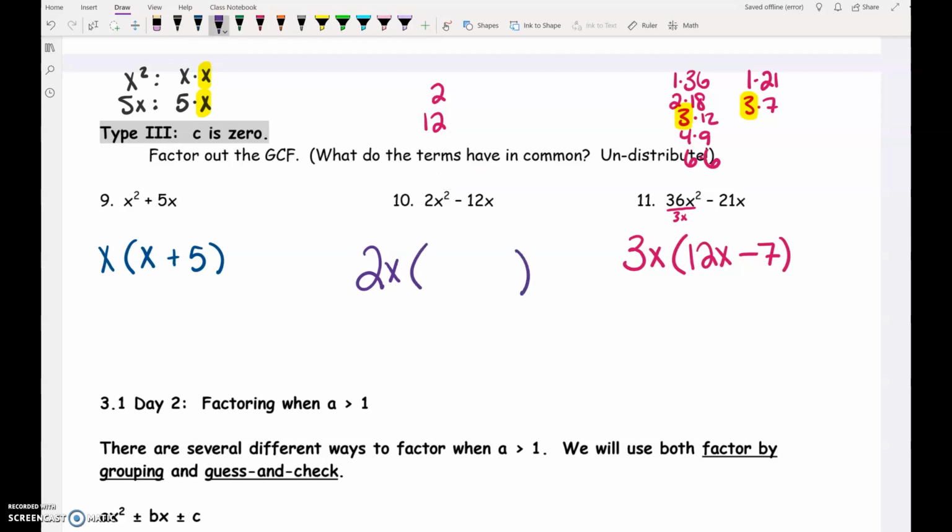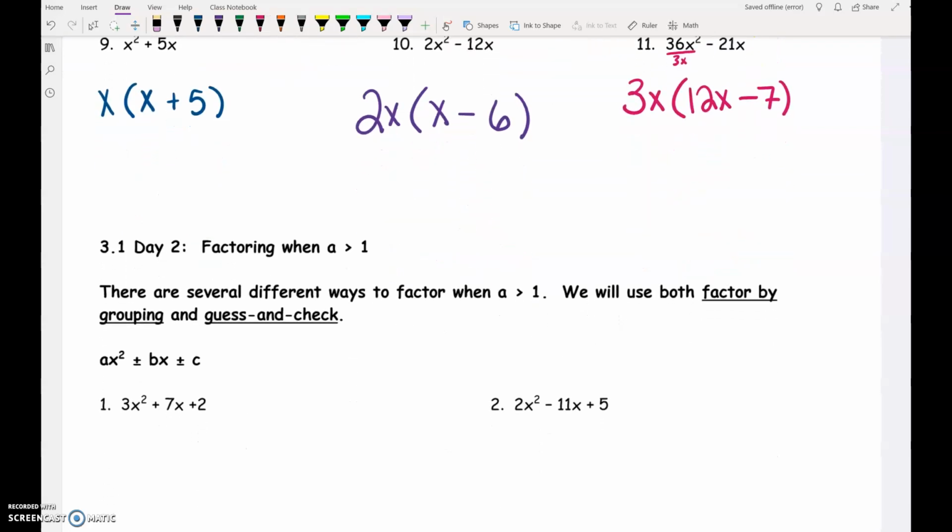So to figure out what goes in the parentheses, it's like you're doing division. 2x squared divided by 2x is x. Negative 12x divided by 2x would be negative 6. And you can always check yourself by redistributing to see if you have what you started with. 2x times x is 2x squared. 2x times negative 6 is negative 12x.